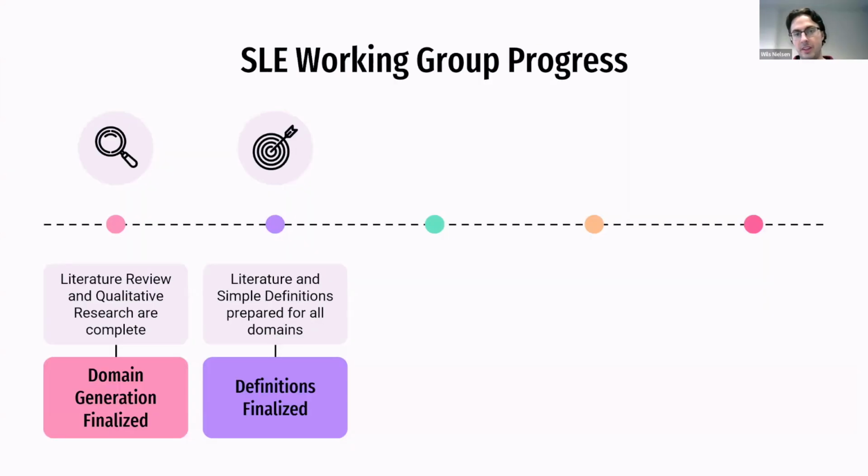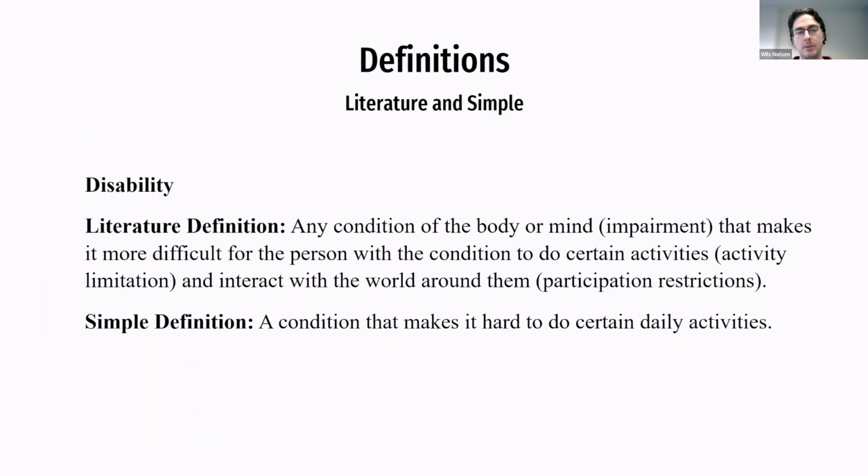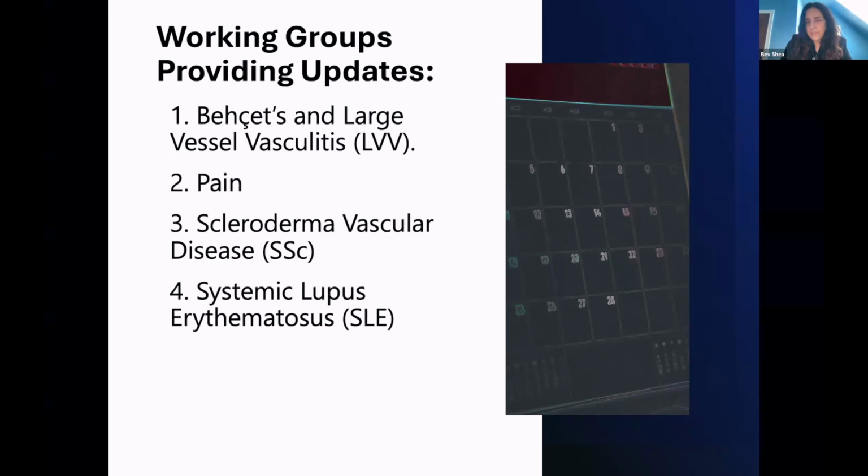We've also finished our definitions. Those have been finalized. One of the interesting things that we've done with our definitions, after talking to our working group and many of our members, is we've decided to go with both a literature definition, a more complex one that our clinicians and researchers really want, that really explains all the concepts, especially if you're an expert in this.